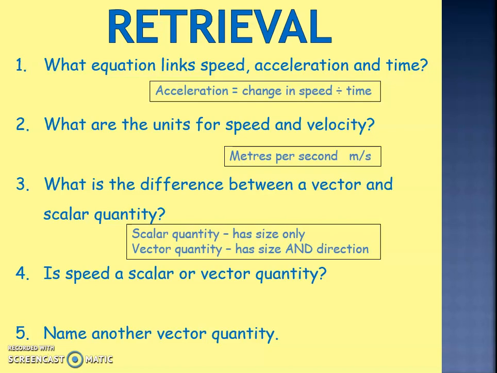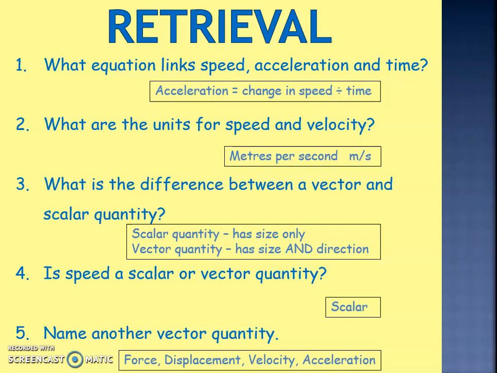Is speed a scalar or a vector quantity? Speed is a scalar quantity, it does not have direction. And name another vector quantity. You can have force, displacement, velocity or acceleration.